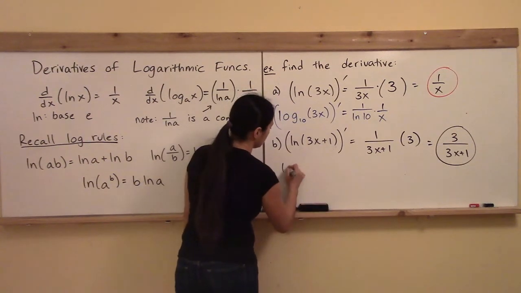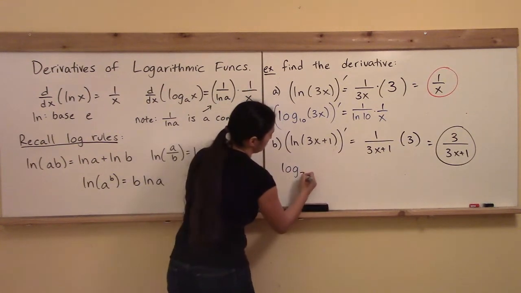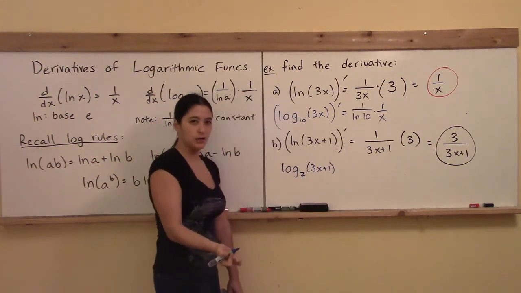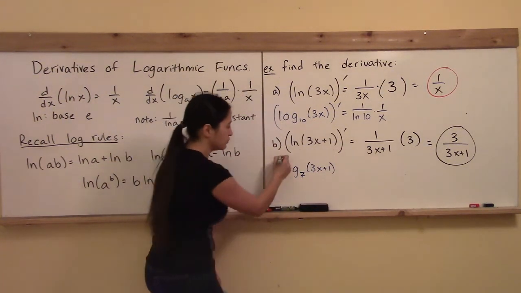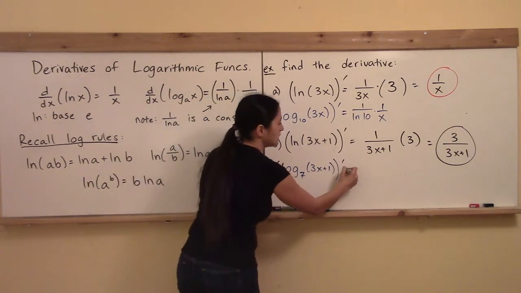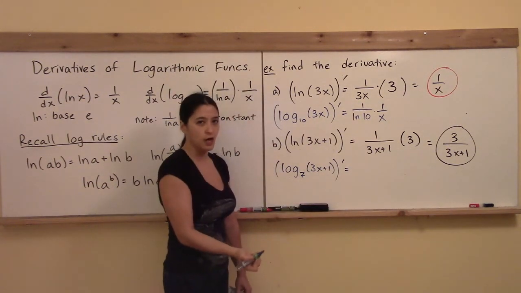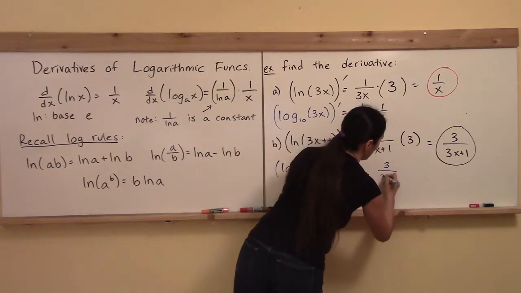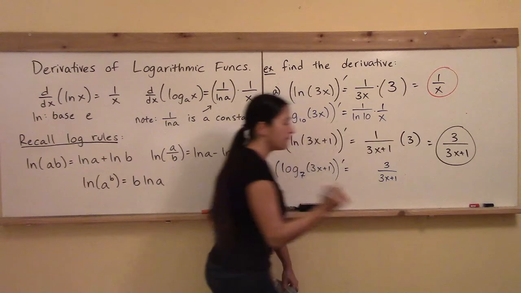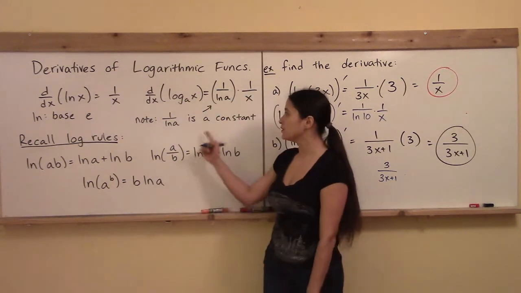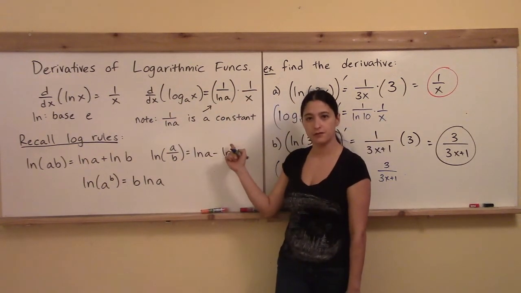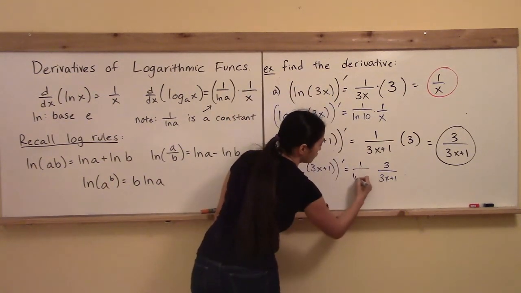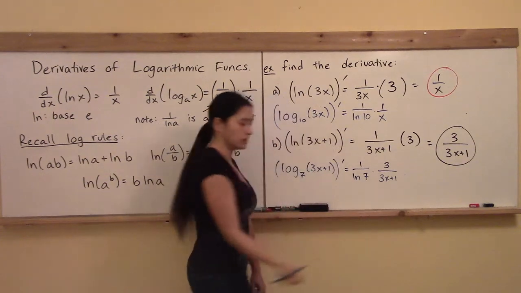Likewise down here, let's try another base, log base 7. If I was in log base 7 and I wanted to take the derivative of 3x plus 1, once again I'm going to get the same exact answer that I got before, which is 3 over 3x plus 1. But there's going to be a multiplicative constant in front of the derivative, and that's going to be 1 over the natural log of the base that I was working in.